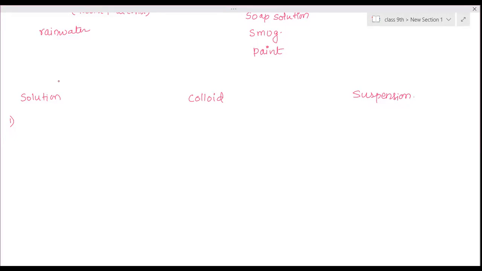Ma'am, you told ink is a homogeneous solution, but it's not transparent. Ma'am, when it is in some diluted form, when you take it, you can easily see through. Yeah, but ink, blue, black. If more amount of solute is there, then it is not. Okay.